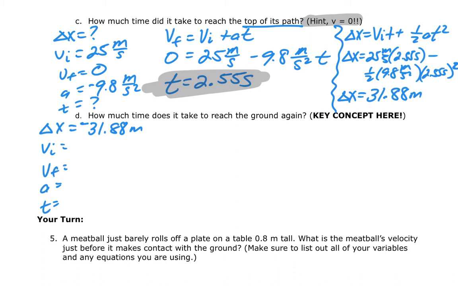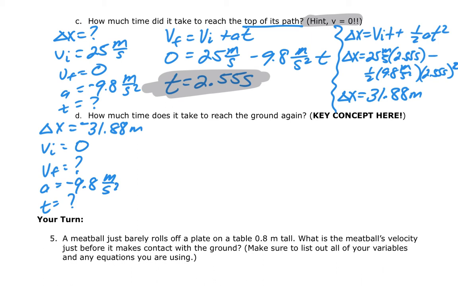Think about what our initial velocity is if it's going from the top of its path to the ground. Well, our final velocity was 0 for part C. So that means that our initial velocity for part D has to be 0. I don't know my final velocity when it hits the ground. I do know it's not 0. I do know the acceleration as well. For something that's thrown or dropped, I know it's negative 9.8 meters per second squared. But I don't know the time, and that's what I'm trying to find.